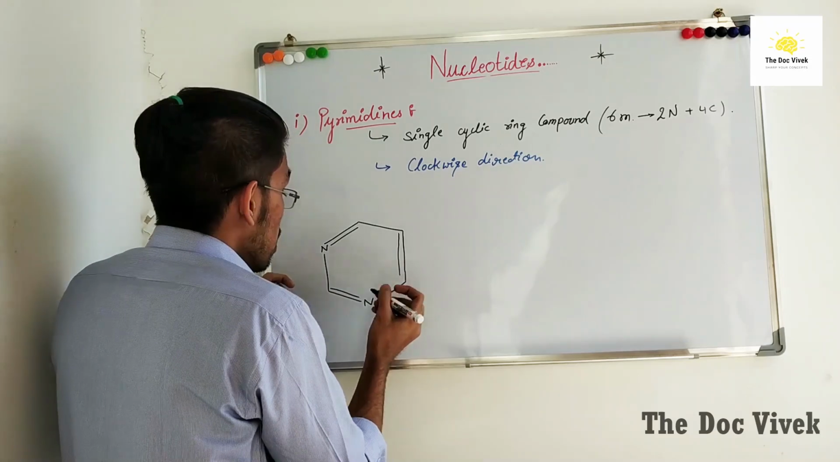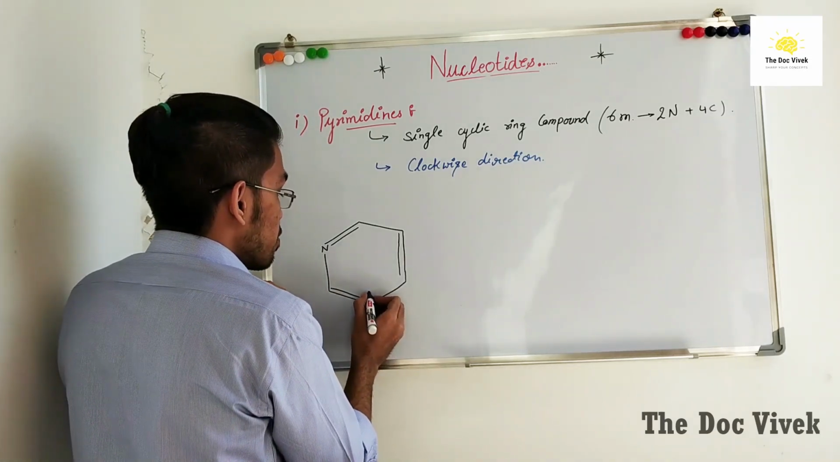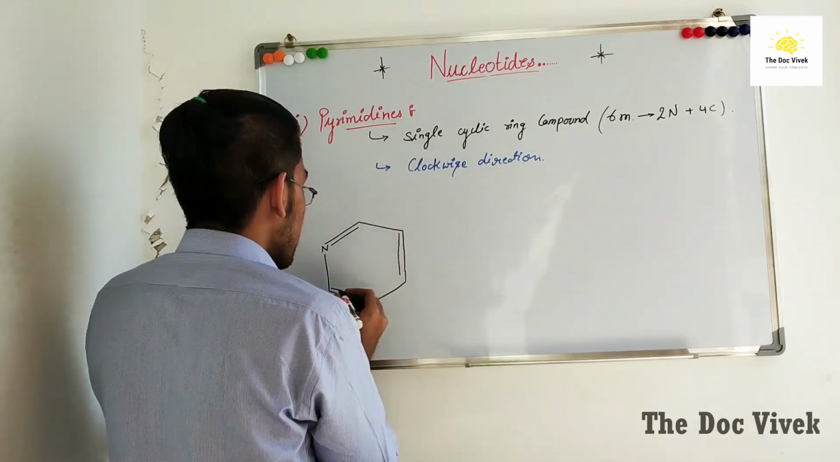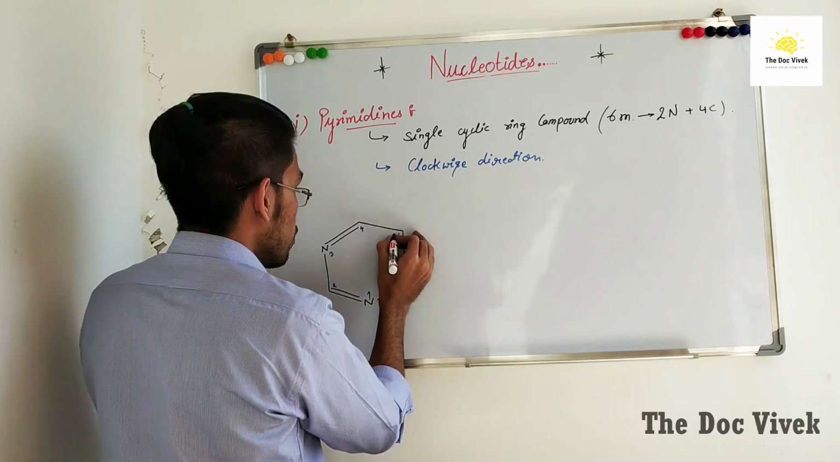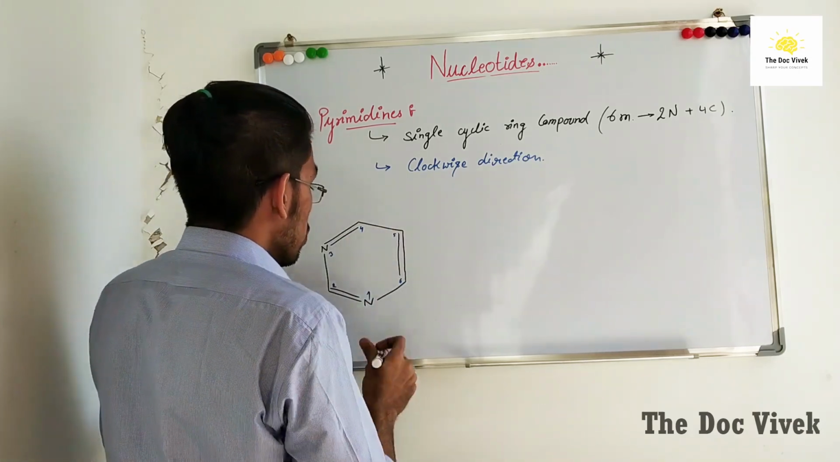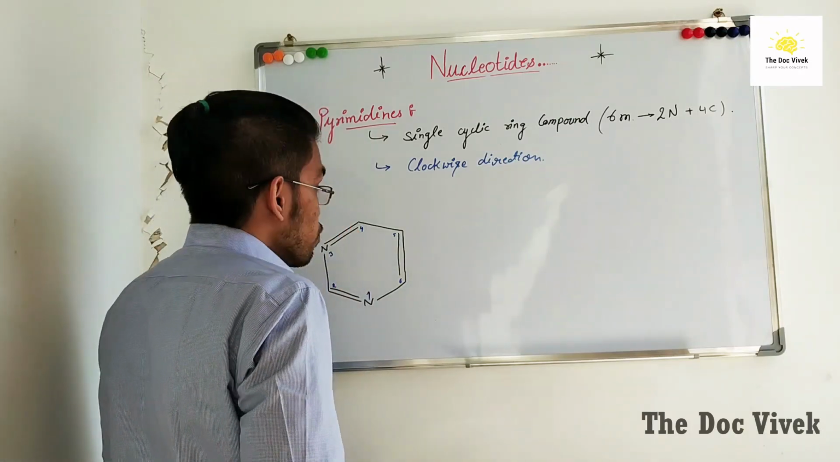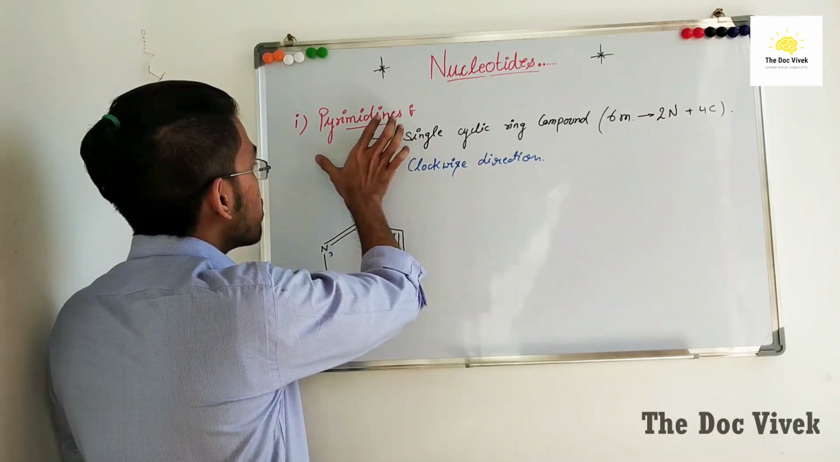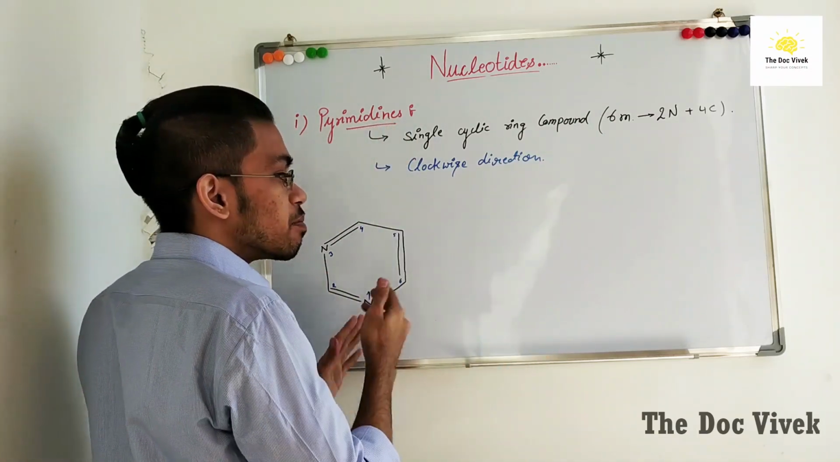So I started numbering from here. This is the first position. Then we go in the clockwise direction: then second, 3, 4, 5, and 6. So this is all about numbering. Now we will see the substituents according to which we classified pyrimidines into three types, and their positions.